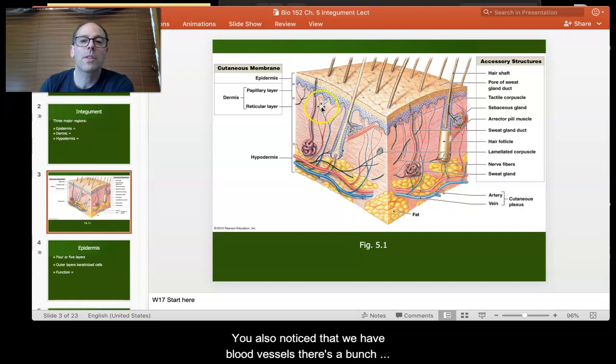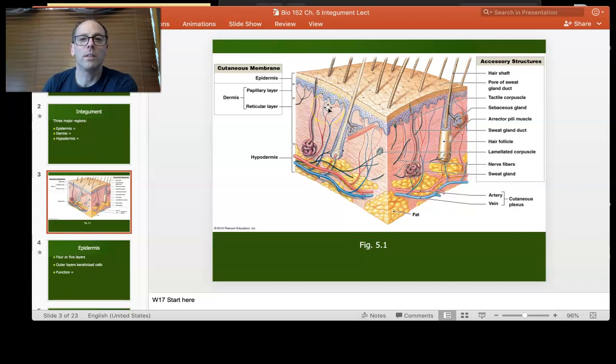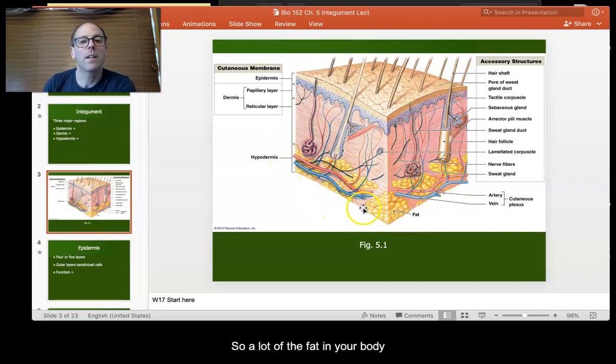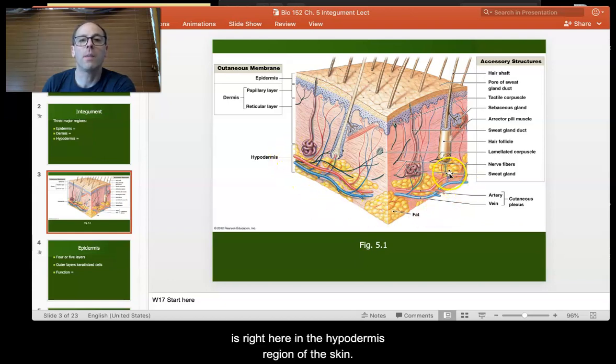You'll also notice that we have blood vessels. There's a bunch of blood vessels that run through the dermis part of the skin, and this is to deliver nutrients, but it also helps control the temperature of the body. And then the hypodermis is defined by this adipose tissue or fat. So a lot of the fat in your body is right here in the hypodermis region of the skin.